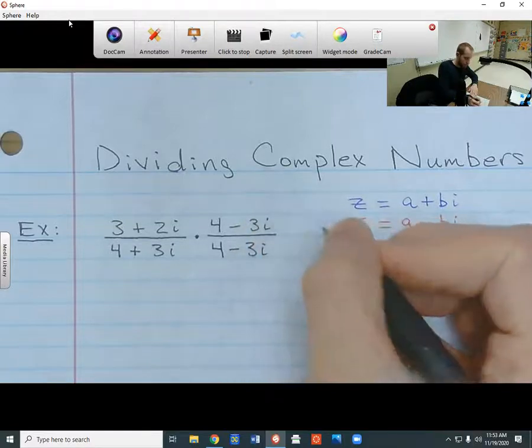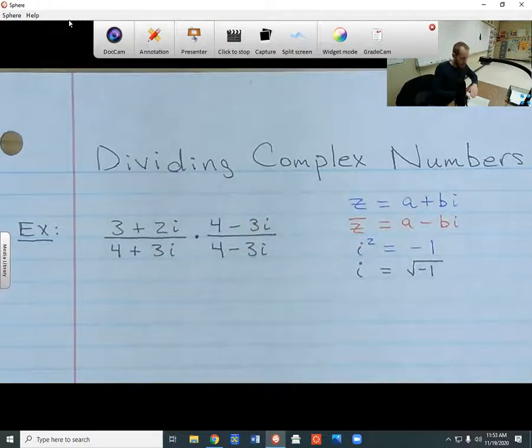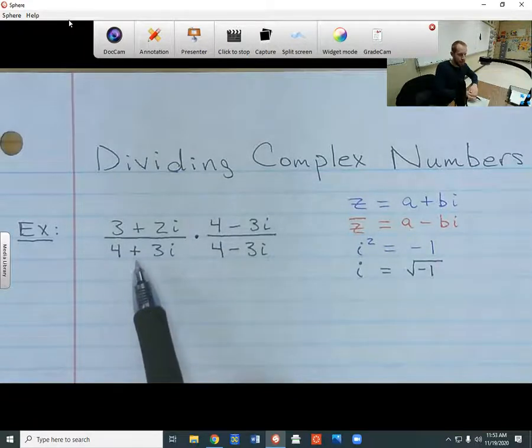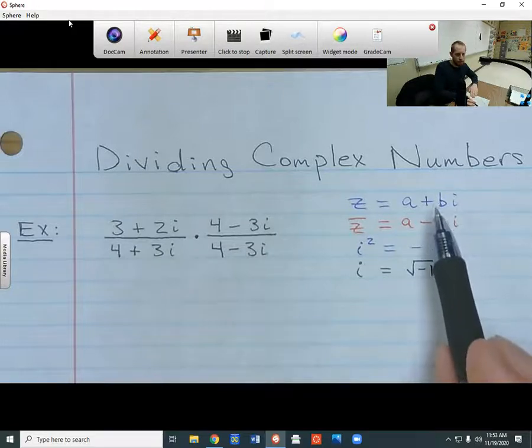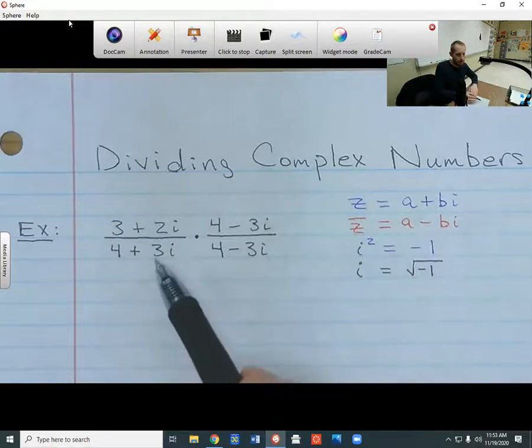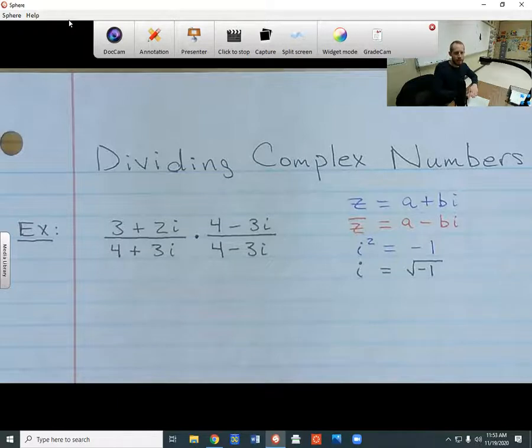Notice that the complex conjugate can be found by just changing the sign in between the real part and the imaginary part. What I actually end up doing is changing the sign on the imaginary part. It used to be a positive 3, but now it's going to be a negative 3. Now we have to multiply the top two numbers and multiply the bottom two numbers, and the way we're going to do that is by using the FOIL method. Let's deal with the tops first.